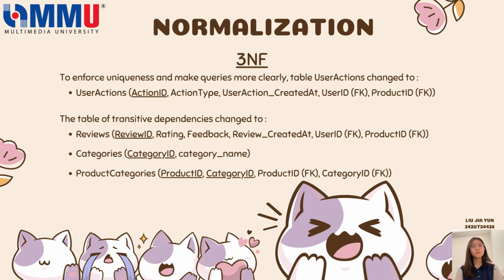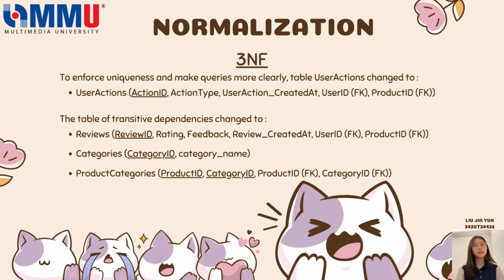For third normal form, we have the third normalization process. To enforce uniqueness and make queries clearer, action ID as the primary key is added to the user actions table. The tables with transitive dependencies in first normal form, which are the reviews table, categories table, and product categories table, will have a change during the third normalization process.